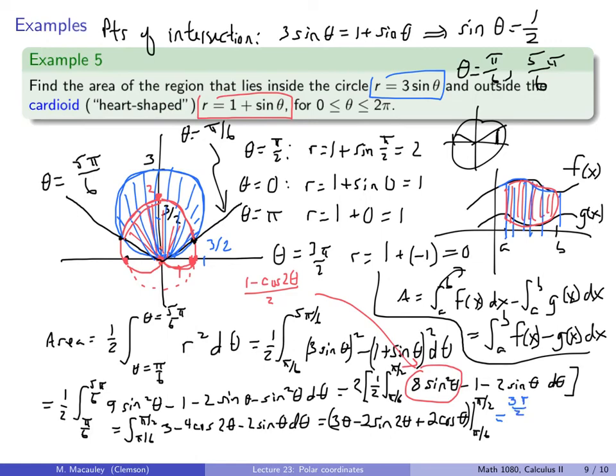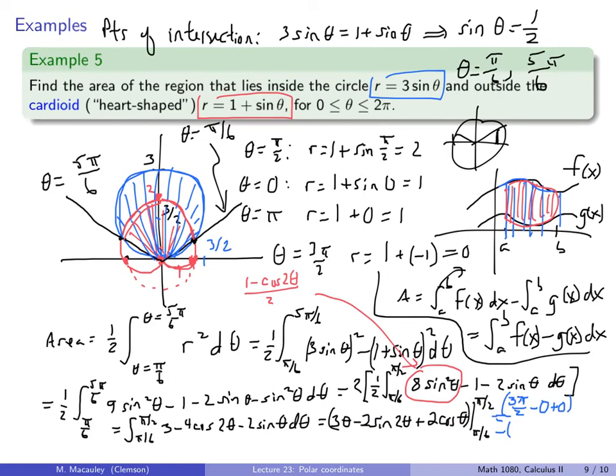Now, 2 sine of 2 theta. So twice the angle, that's 2 sine of pi. Sine of pi is 0. So that's minus 0. And then the last one is 2 cosine of pi over 2. Cosine of pi over 2 is 0. So that's going to be plus 0.